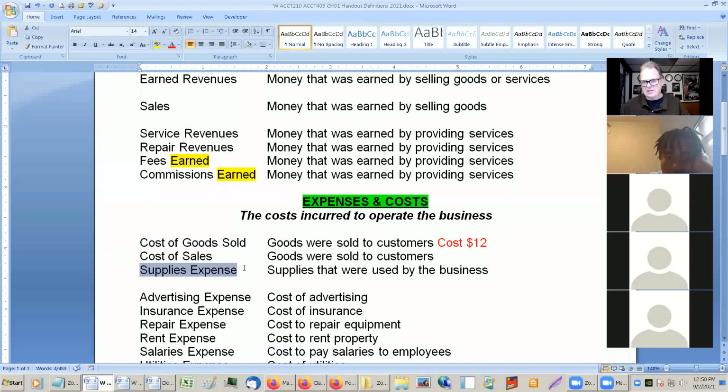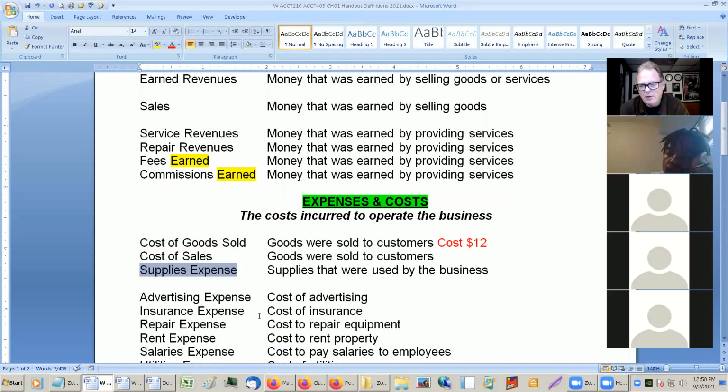Now, supplies expense is a little bit different in that when we buy supplies, what we're talking about here is things that we're not selling. So maybe you have cleaning supplies for the place. I have my shop. We clean it. I have cleaning supplies. I'm not selling cleaning supplies to the customers. They're coming in to buy the toys, but I need the cleaning supplies. So the cleaning supplies, as they're used, they're expensed.